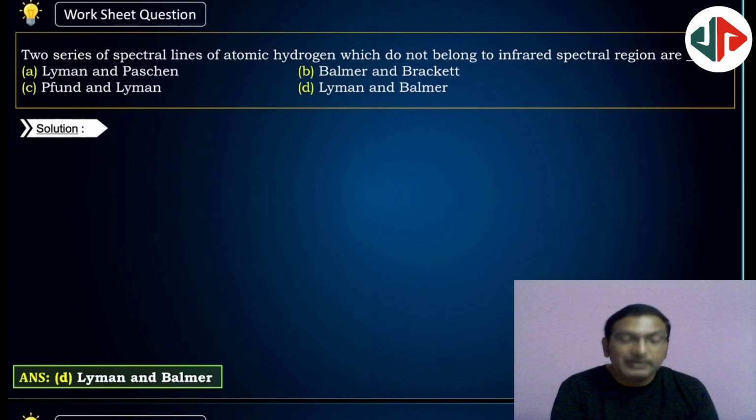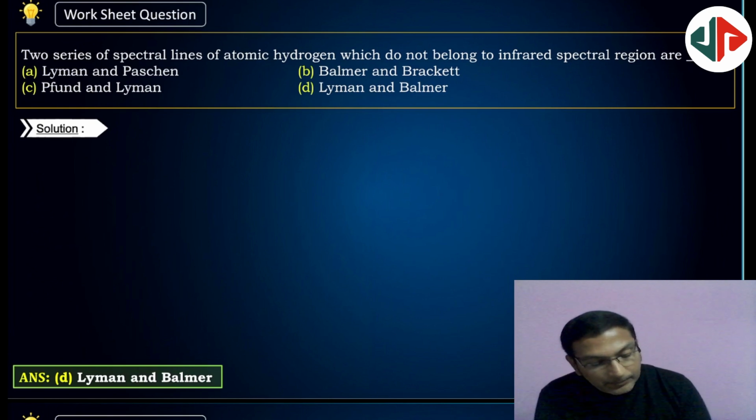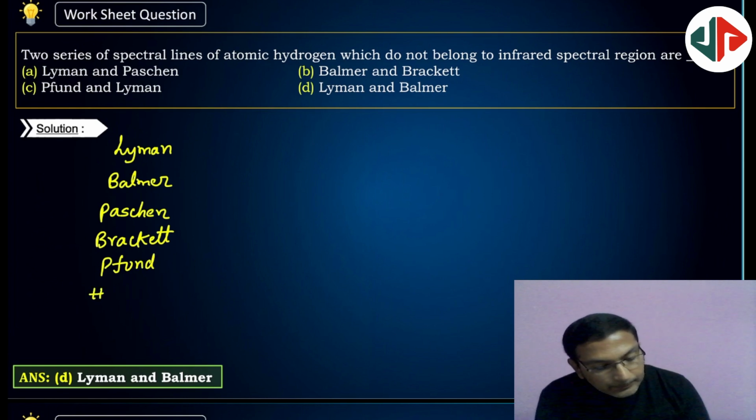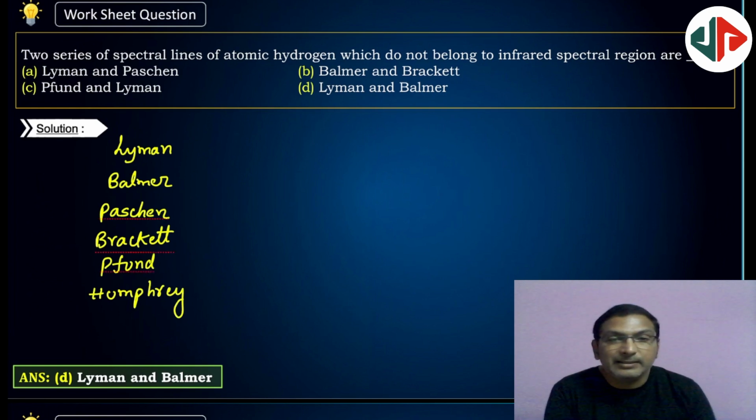Related to hydrogen spectrum, two series of spectral lines of hydrogen atom which do not belong to infrared spectral region are. So we know in hydrogen spectrum we will be having these spectral series: Lyman, Balmer, Paschen, Brackett, Pfund and Humphrey series. So these are different types of spectral series.